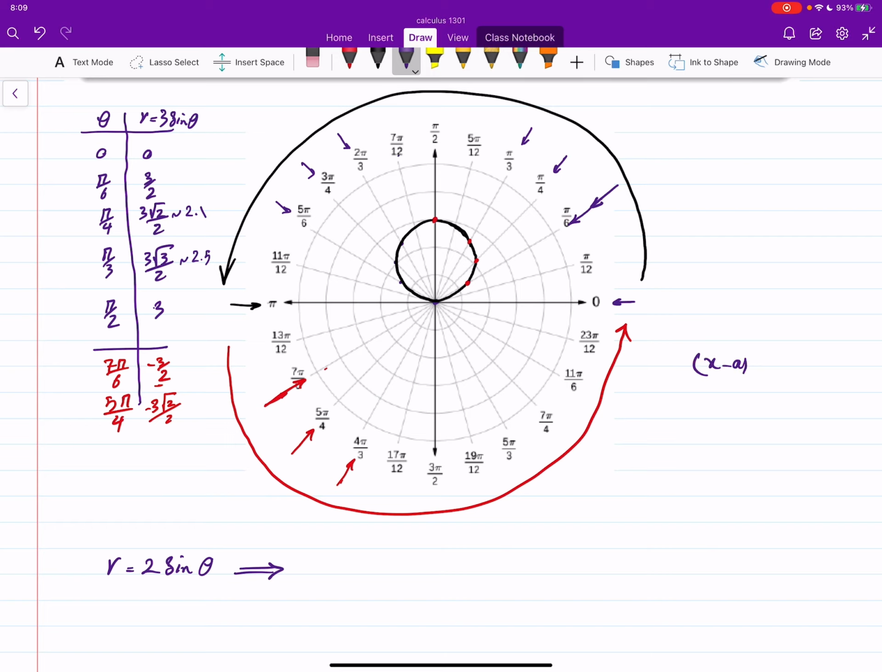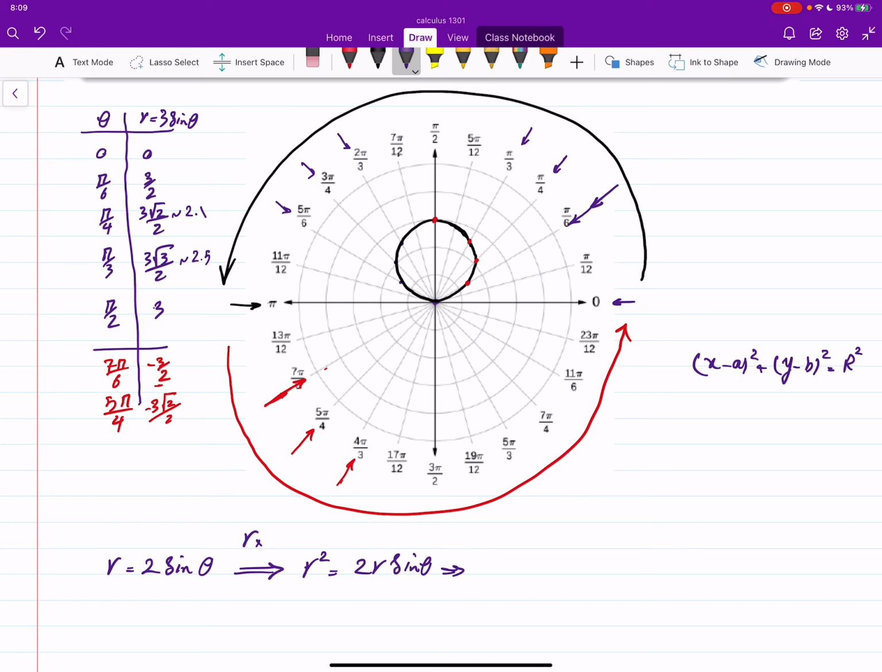x minus a squared plus y minus b squared equals r squared. Yes. To get there, I multiply both sides by r. So it will be r squared equals 3 times r sine theta.